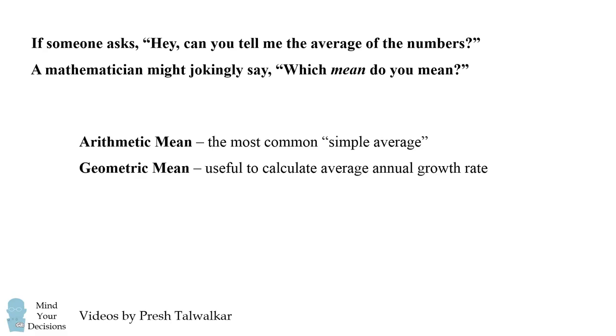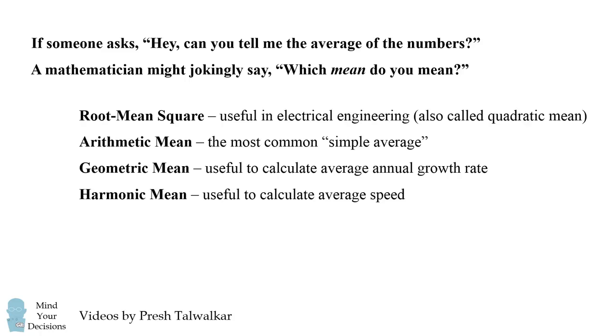For example, the geometric mean is useful to calculate the average annual growth rate, and it's used in economics, for example. Then there's the harmonic mean, which is useful to calculate things like the average speed. There's also something called the root mean square, which is useful in electrical engineering, and it's also called the quadratic mean.